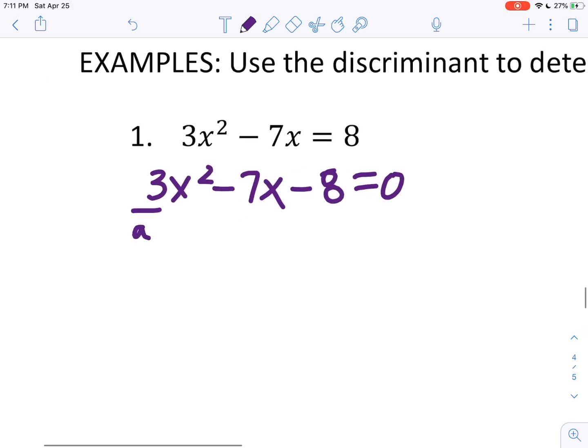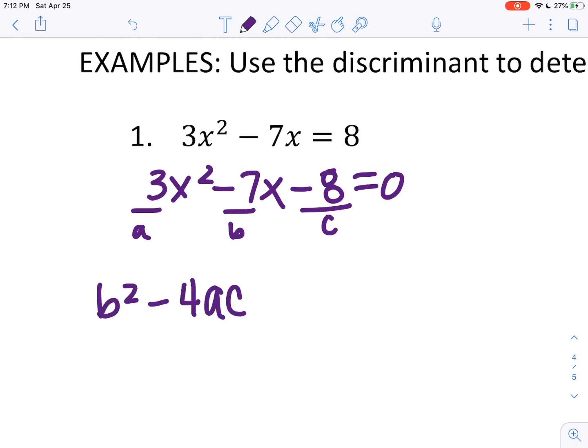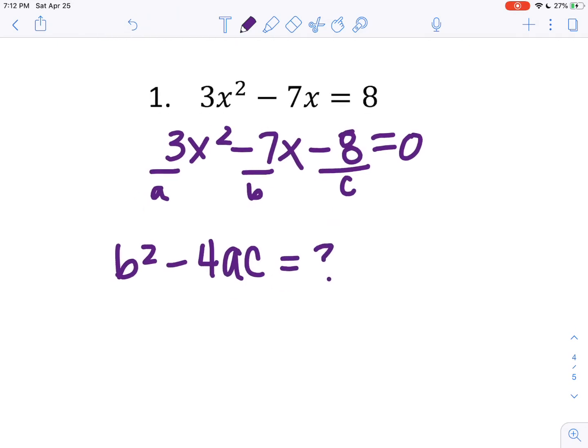So here's my A, here's my B, here's my C. So I'm going to plug it into b squared minus 4ac. Again, that's what's inside of your radical, so that's why it helps us determine what type of solutions we're going to have. And I want to see, what is this going to equal?